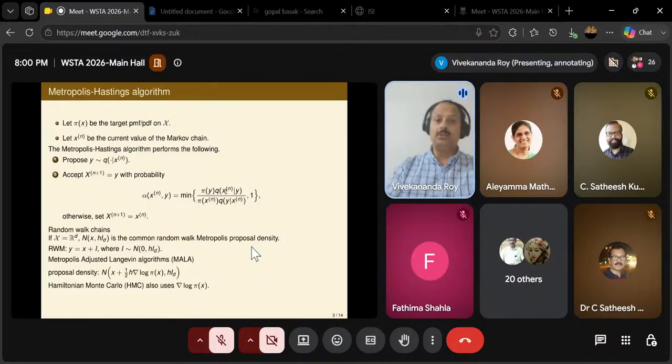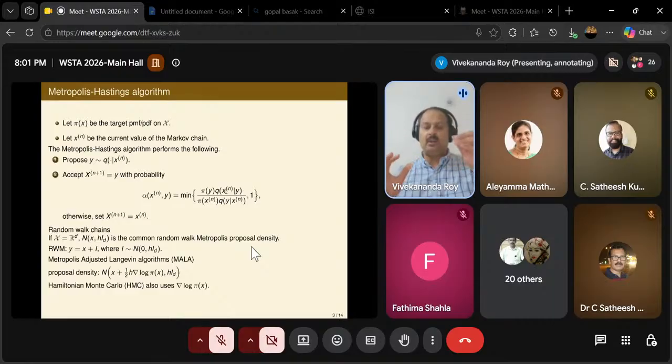Now, so these are good. This uses gradient information, but still, it is making the moves in the Euclidean space, in the sense that your target density, our target is a probability density function, which comes with certain properties.